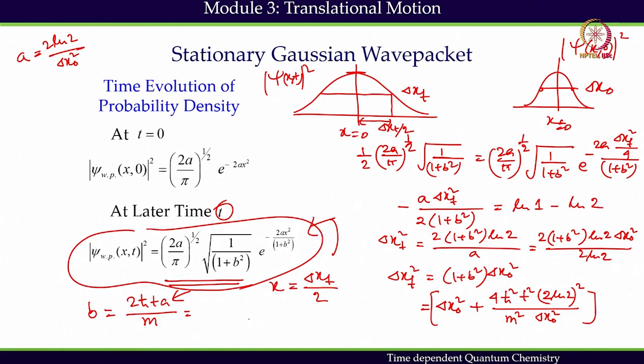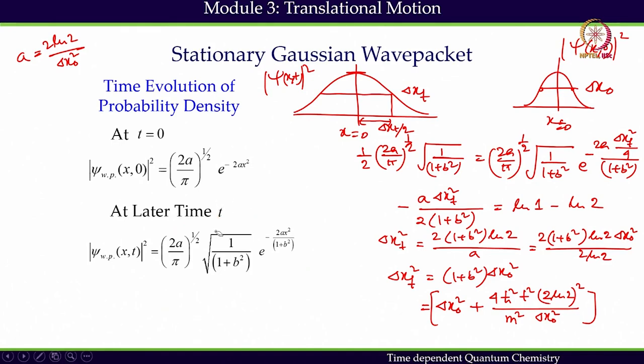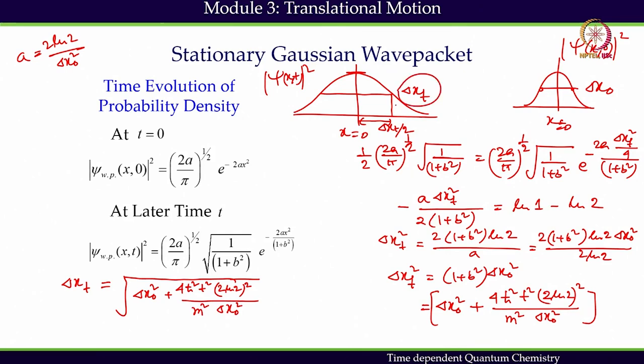Or on the other hand, I can present it as delta x t is going to be now the square root of delta x naught square plus 4 h cut square t square 2 ln 2 whole square divided by m square delta x naught square. This is the final expression for delta x t at a particular time t.